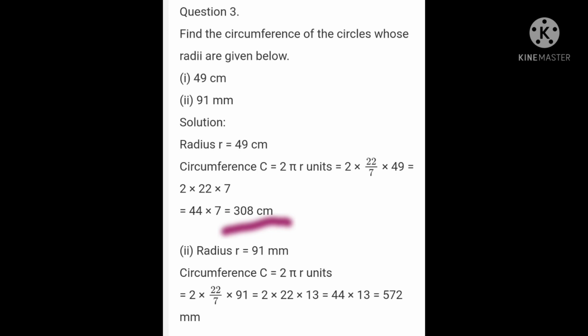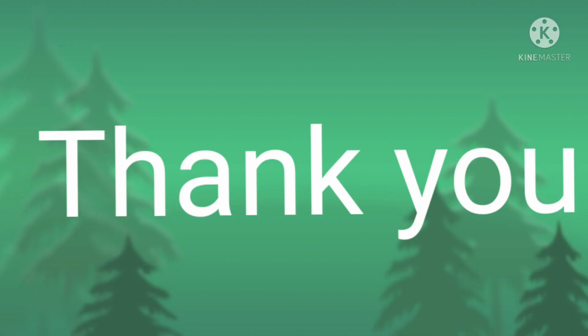The same way we are going to do the second subdivision. Radius r is equal to 91 millimeter is given. Again write the formula. C is equal to 2 pi r. Just substitute the values. 2 into 22 by 7 into 91. Again cancel 91 and 7. You get 13. So 2 into 22 into 13 is equal to 44 into 13, which is equal to 572 millimeter. Okay children, I hope you all understood the problems.